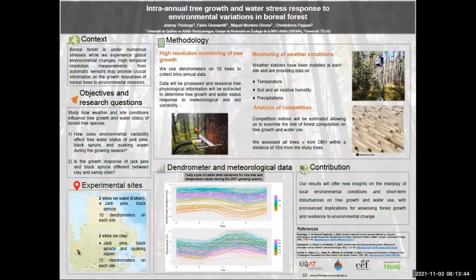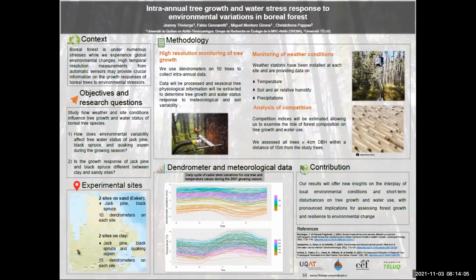So the objective of my project is to study how weather and site conditions influence tree growth and water status of boreal tree species. The species that we consider in my project are black spruce, jack pine, and quaking aspen. So we have two main questions that we want to answer for this project.